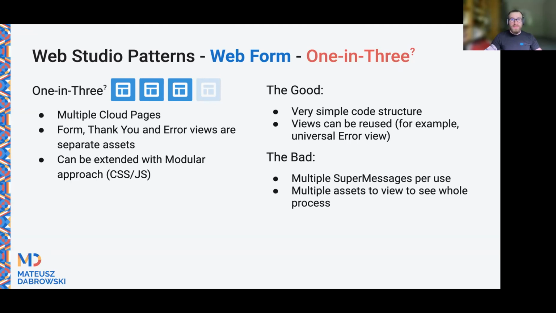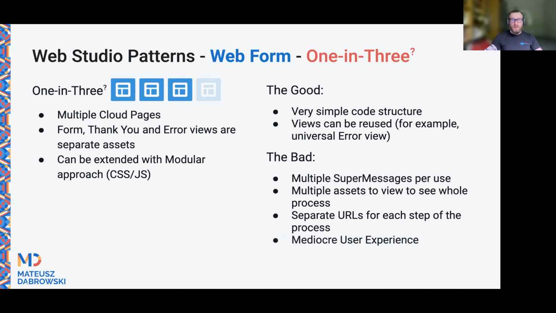And there are multiple assets that you need to view the whole process. So when you, for example, want to check what happens, you will have to jump through multiple cloud pages to see all the content, all the events that are happening. And finally, there are separate URLs for each step of the process. And you need to think about blocking the thank you pages from being visible in Google, for example, or from being easily accessible by your customers.